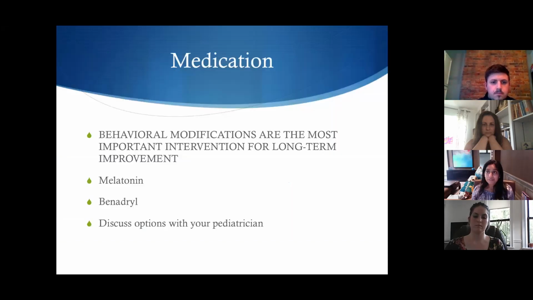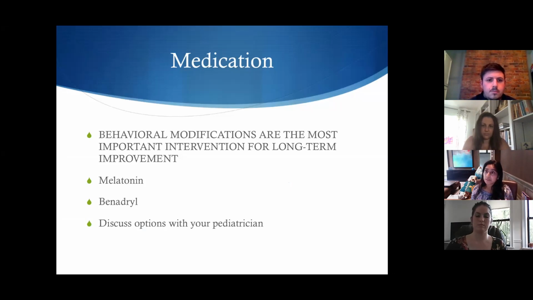I'm going to briefly mention medication, but you see that I wrote in nice big bold letters that behavioral modifications really are the most important thing that you do for long-term improvement. So I really do want you to have a lot of information about that, and I know Jacqueline's got a lot of great information to share with you about that.